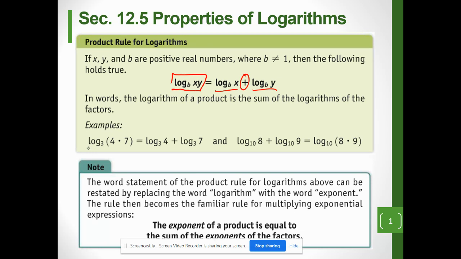Examples: log base 3 of 4 times 7. I'm going to call this log base 3 of 4 plus log base 3 of 7.